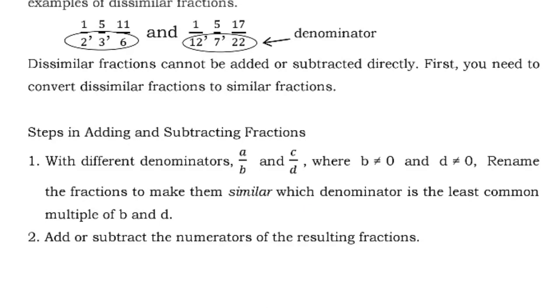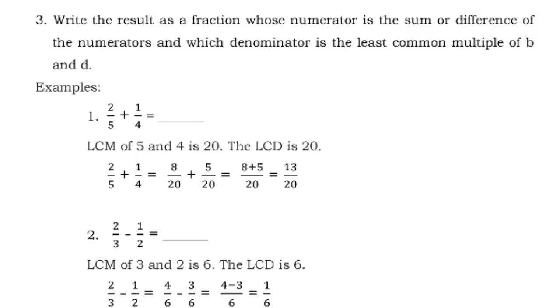Now let's have the steps in adding and subtracting fractions. Number 1, with different denominators, a/b and c/d, where b is not equal to 0 and d is not equal to 0, you're going to rename the fractions to make them similar, whose denominator is the least common multiple of b and d. Second, you're going to add or subtract the numerators of the resulting fractions. Third, write the result as a fraction whose numerator is the sum or difference of the numerators and whose denominator is the least common multiple of b and d.